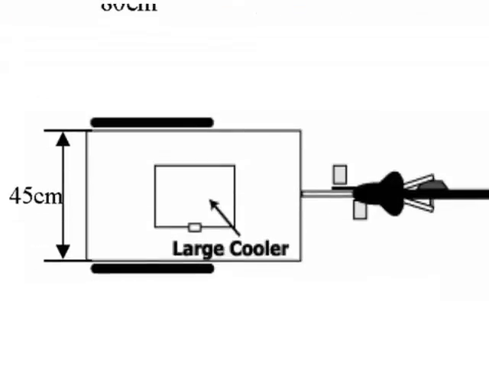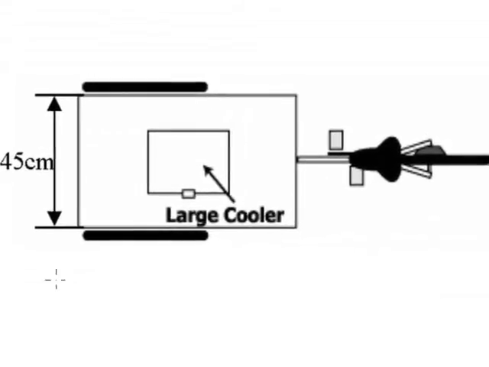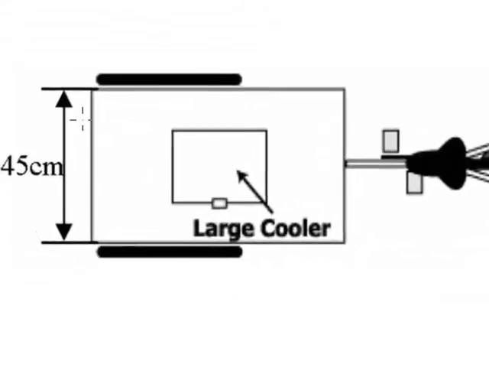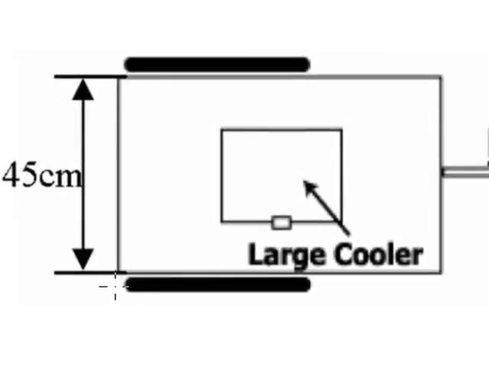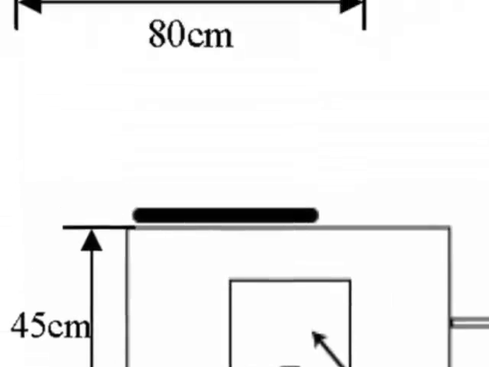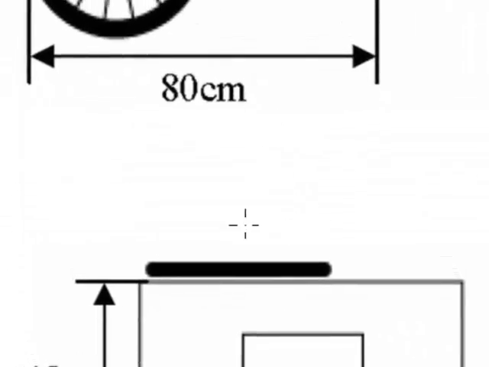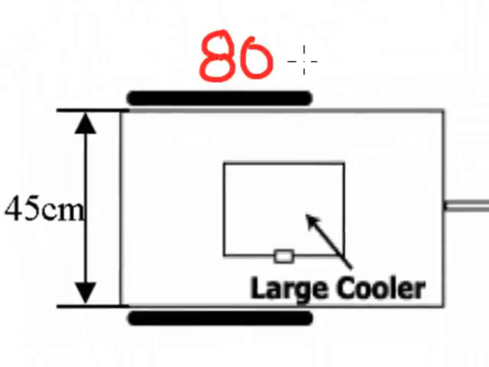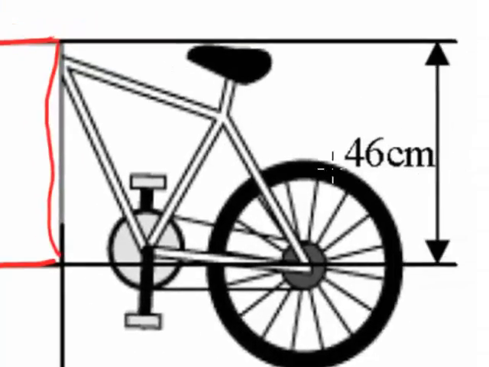Let's have a look at the top view. Here's the top view of the bicycle. You can see there's the cooler box. It's now 45 centimeters wide, and that length we saw on the other diagram. If we have a look over here, it's 80 centimeters. And then, of course, the cooler box is 46 centimeters high.